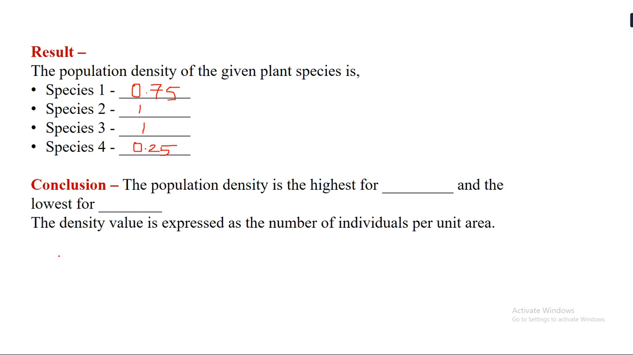And then let us just conclude this experiment. So for conclusion, the population density of the highest and the population density of the lowest species we have to determine. So highest out of these is species number 2 and species number 3. That was citrus lemon and Zapyranthus. So here you will write citrus lemon and Zapyranthus, and lowest was for Amaranthus. So species number 4, that is Amaranthus. Okay, so that is how the density value is expressed as the number of individuals per unit area.